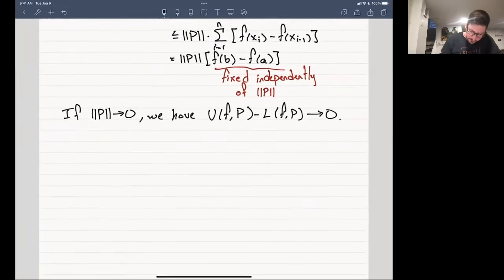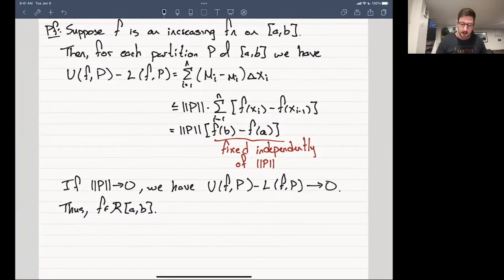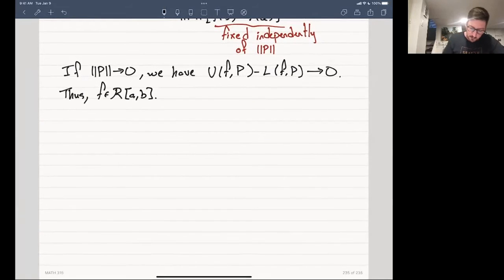So this tells us the upper sum minus the lower sum goes to 0. So thus, by Darboux's criterion, we have that our function is Riemann integrable. Now, remember, this is in the case that f is an increasing function. So what about if f is decreasing?